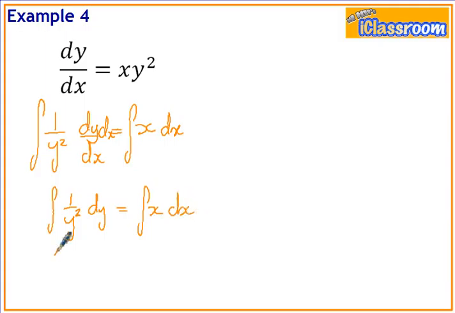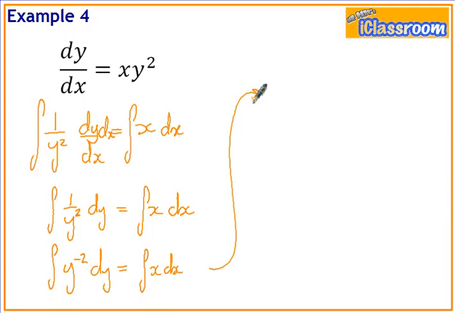Now I prefer to have this written all on one line in single powers, and from here add 1 to the index and divide by the new index, and I get minus y to the power of minus 1 is equal to 1/2 of x squared. Again, don't forget your constant of integration.